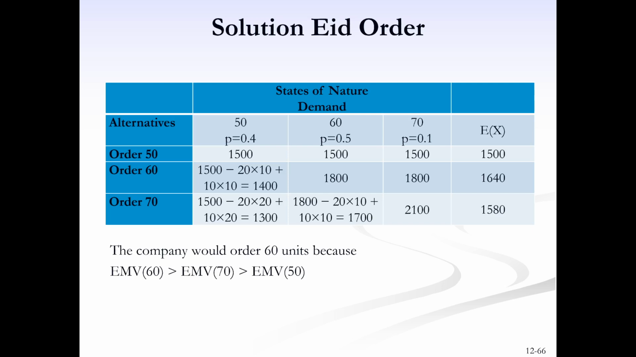So we make the alternatives, order 50 units, 60 units or 70 units, and the states of nature could be 50 units, 60 units or 70 units, and their probabilities are given.